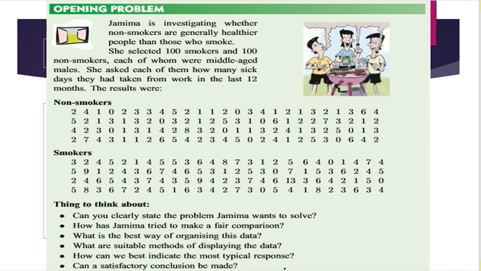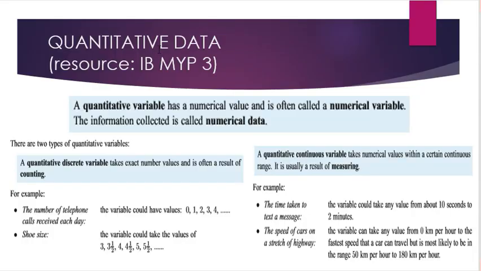The third question is, what is the best way of organizing this data? Right now, I'll be teaching you one way to organize the data, and that's using a frequency table. You'll see later how to use it. Number 4, what are suitable methods of displaying the data? Fifth, how can we best indicate the most typical response? Can a satisfactory conclusion be made? You can pause and try answering these questions using the data that you have. Let's continue and understand some terms in statistics that will be discussed here.